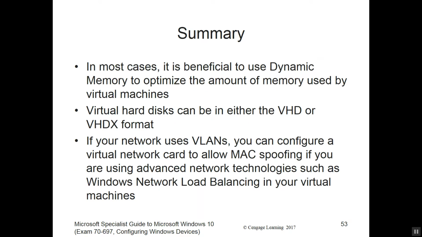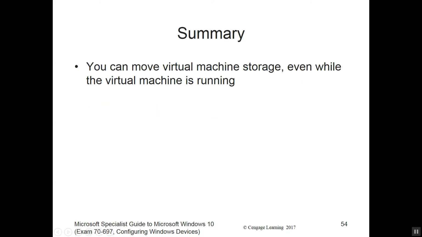In most cases, it's beneficial to use dynamic memory to optimize the amount of memory used by the VM, so you're not tying it all up for a virtual machine and taking it away from the host machine. Virtual hard disks can be either the VHD or the VHDX format. If your network uses VLANs, you can configure a virtual network card to allow MAC spoofing if you're using advanced network technologies such as Windows Network Load Balancing in your virtual machines. You can move virtual machine storage even while the virtual machine is running.